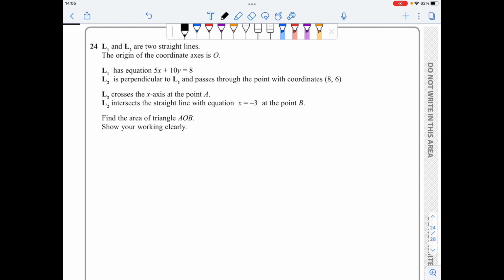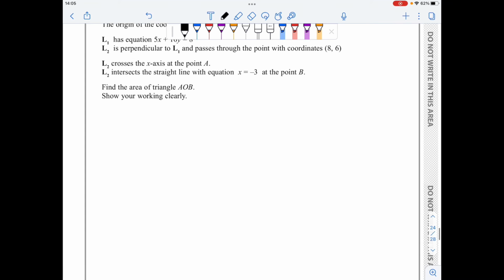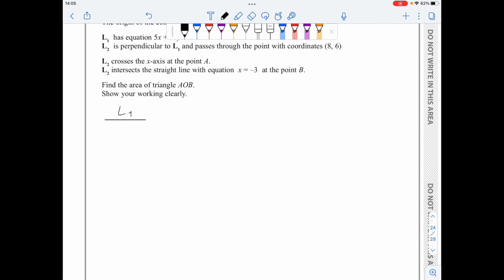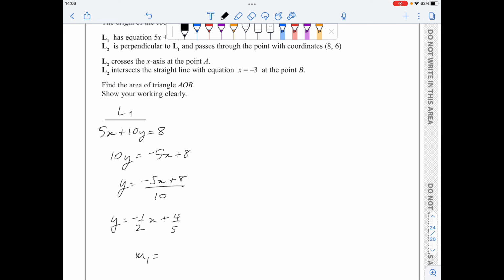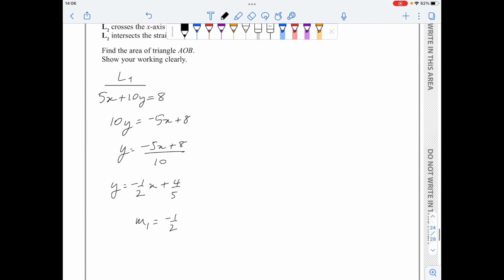For question 24, let's start by writing down what we have. Line 1 has an equation of 5x plus 10y is equal to 8. Let's try and rearrange this to get y on its own. So 10y is equal to minus 5x plus 8. Let's divide this by 10 and split to get the gradient and the y-intercept. So minus 1 over 2x plus 4 over 5. So the gradient of line 1 is minus 1 over 2.